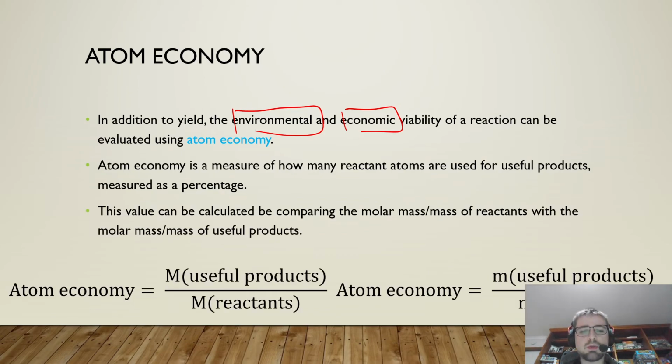So 2 ways we can do that. You can see they're basically the same thing. We can look at the molar masses of the reactants and the products, or we can look at the mass of the reactants and the products. I should times these by 100 as well, the percentage. Each one of these, we're basically just looking at the ratio of useful stuff that we get from the product to the overall amount of reactants we put in. So either the molar mass of the useful products divided by the molar mass of the reactants, or the mass of the useful products over the mass of the reactants.